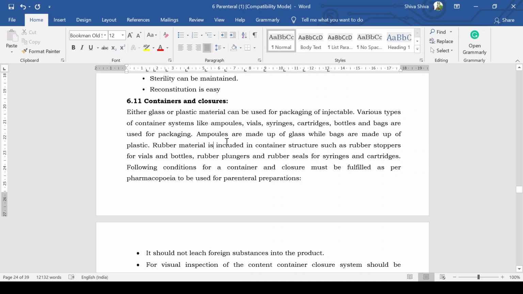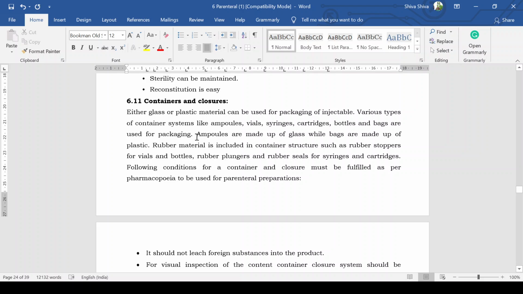So you might have seen various types of packaging of parenteral products. Some of them are ampoules, vials, syringes, cartridges, bottles, and bags, plastic bags obviously. Ampoules are made up of glass while bags are made up of plastic. Ampoules and vials are made up of glass and rubber closures, while bags are made up of plastic.